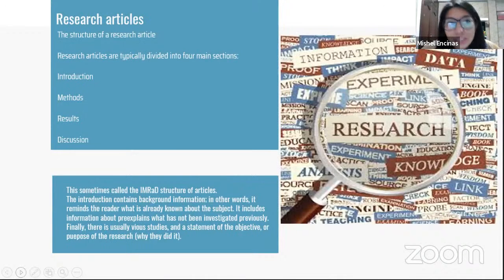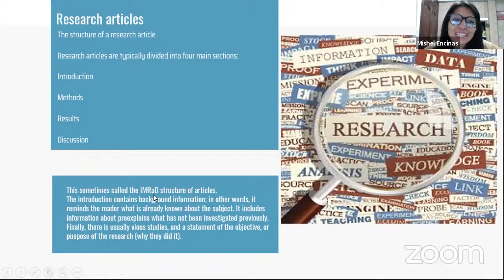Then we have the research articles, where we can find the structure of a research, which would be typically divided into 4 main sections, right? We can find an introduction, then the methods we're gonna use, and the results, of course, and the last thing will be the discussion. That would be the body, okay, of an article.